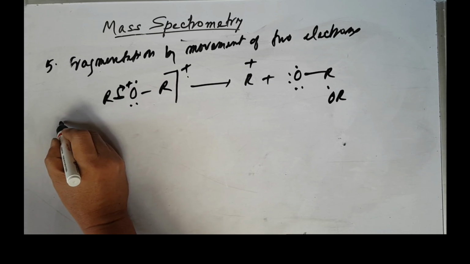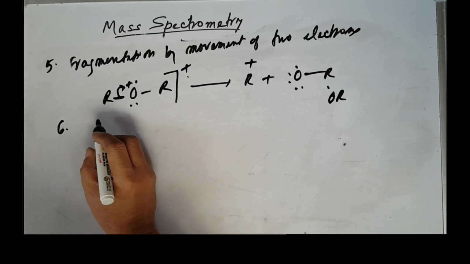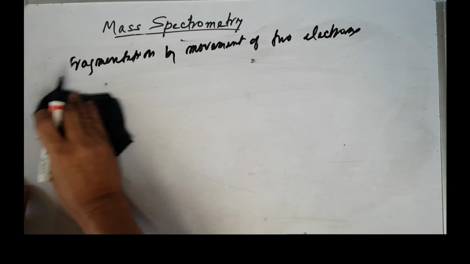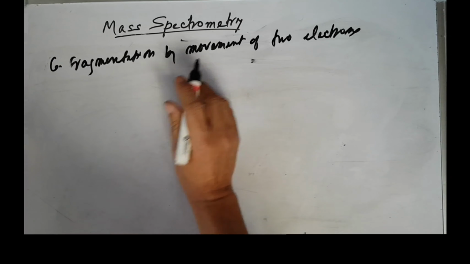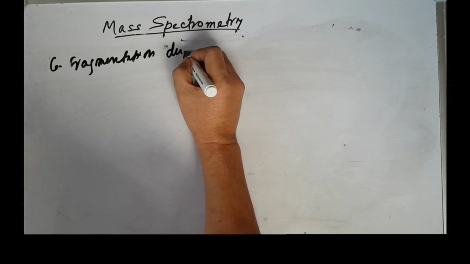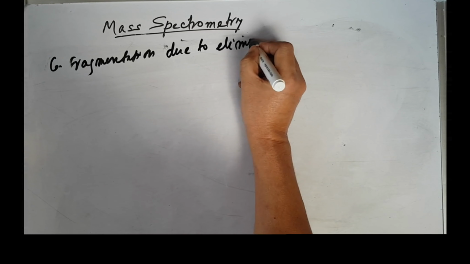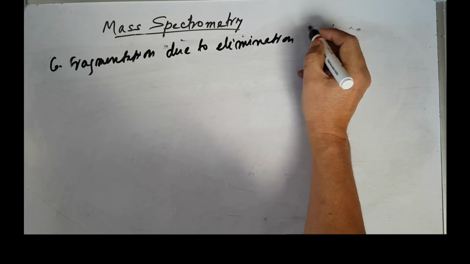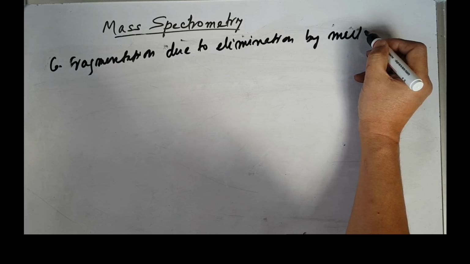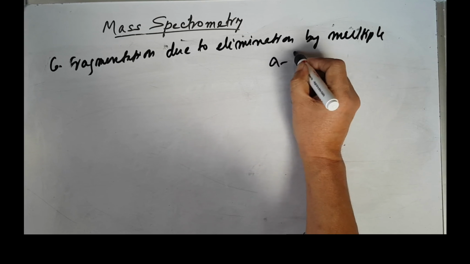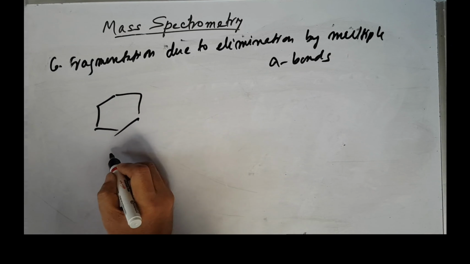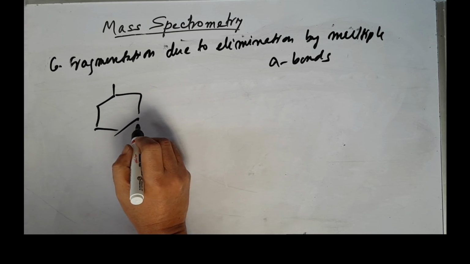Okay. Then we have the next one: fragmentation due to elimination by multiple sigma bonds. This is generally found in the electrolysis reactions. Say, for example, this type of compound. Okay, let's say this one.